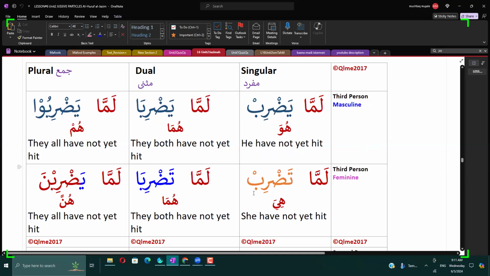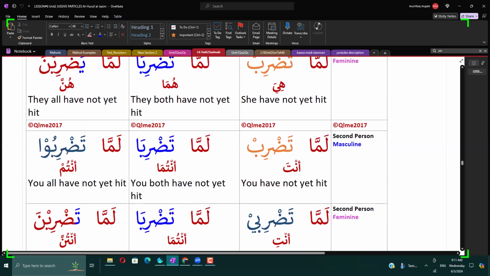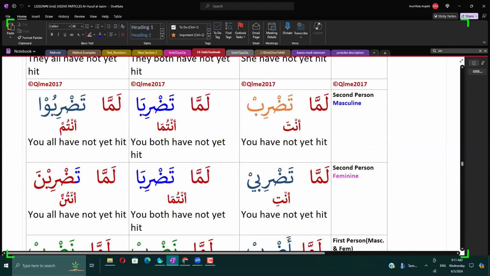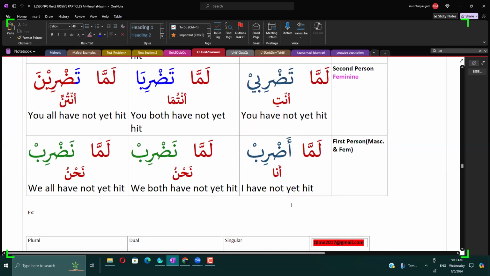Lamma tadriba, lamma yadribna, lamma tadrib, lamma tadriba, lamma tadribu, lamma tadribi, lamma tadriba, lamma tadribna, you all have not yet hit. Okay? Lamma adrib, I have not yet hit. Lamma nadrib, we both or we all have not yet hit.